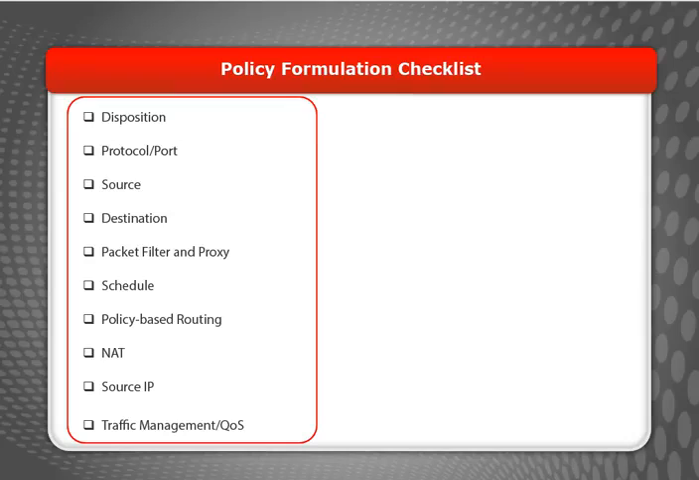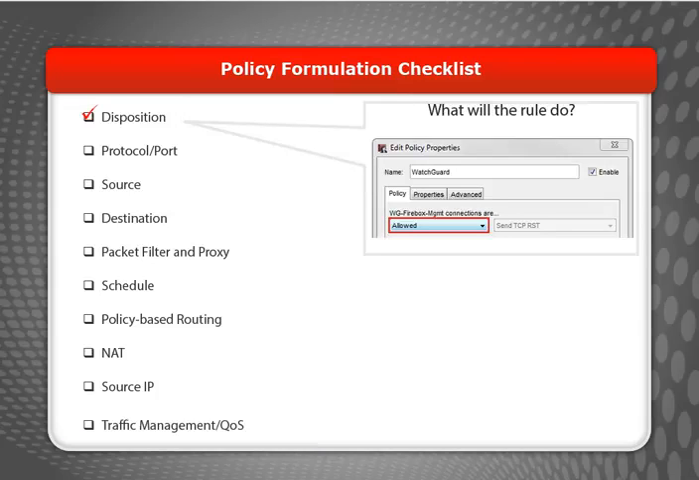Let's review a checklist of the things you need to know in order to make sure your policies work as expected. The first thing you need to know is what you want the rule to do. Is it going to allow or deny certain packets in your network?